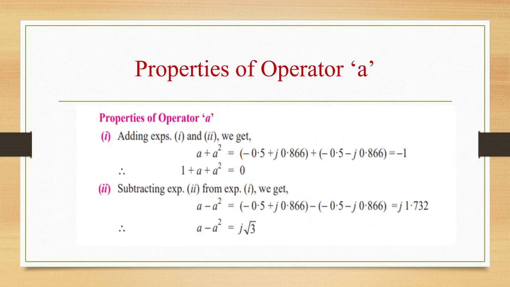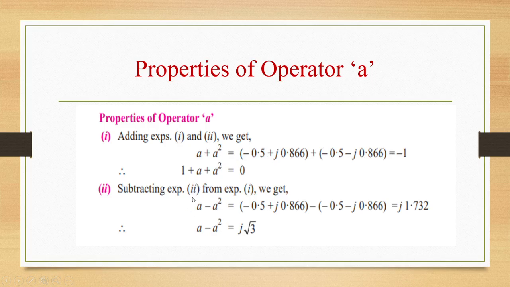Let us see the properties of operator A. When we add expressions 1 and 2, expression 1 was A equal to minus 0.5 plus j 0.866, and expression 2 was A square equal to minus 0.5 minus j 0.866. So when we add these two, A plus A square will be equal to minus 0.5 plus j 0.866 plus minus 0.5 minus j 0.866. If you cancel this, we will get A plus A square as minus 1, or 1 plus A plus A square as 0.